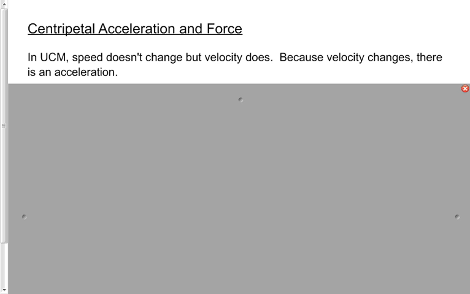Now, how can the velocity be changing? Because the direction is changing. Since velocity is a vector, if the direction changes, we don't need the speed to change. The direction changing gives me a change in velocity. Therefore, there is an acceleration. There must be an acceleration as long as the direction is changing. We call that a centripetal acceleration. Centripetal means center seeking.